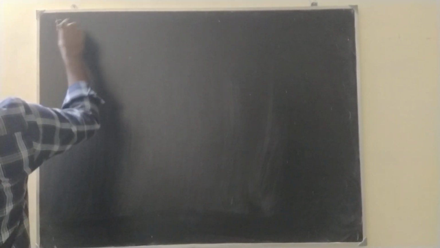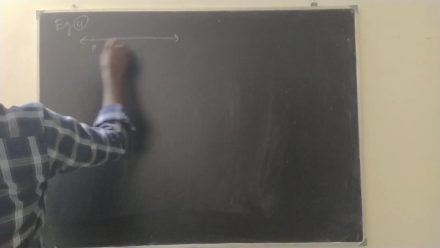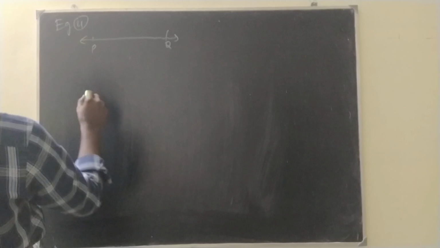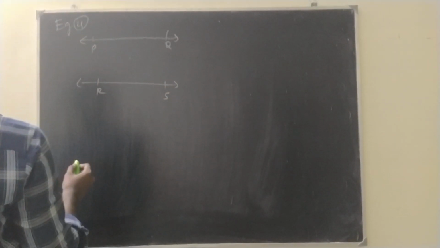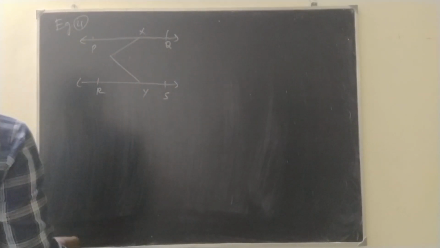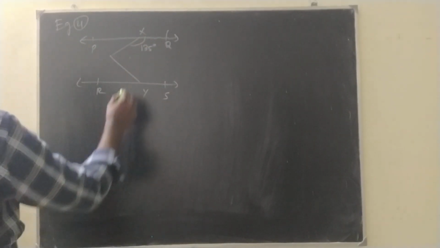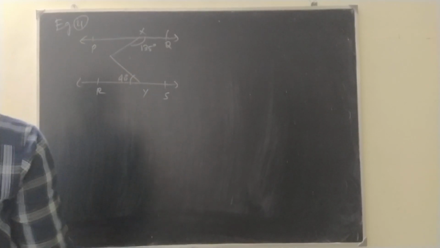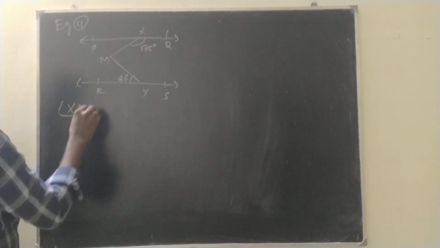In example 4, there is a diagram. The line PQ and the line RS. In that there are points X and Y, in which this angle is 135 degrees and this angle is 40 degrees, and this point is M. We need to find the angle XMY.